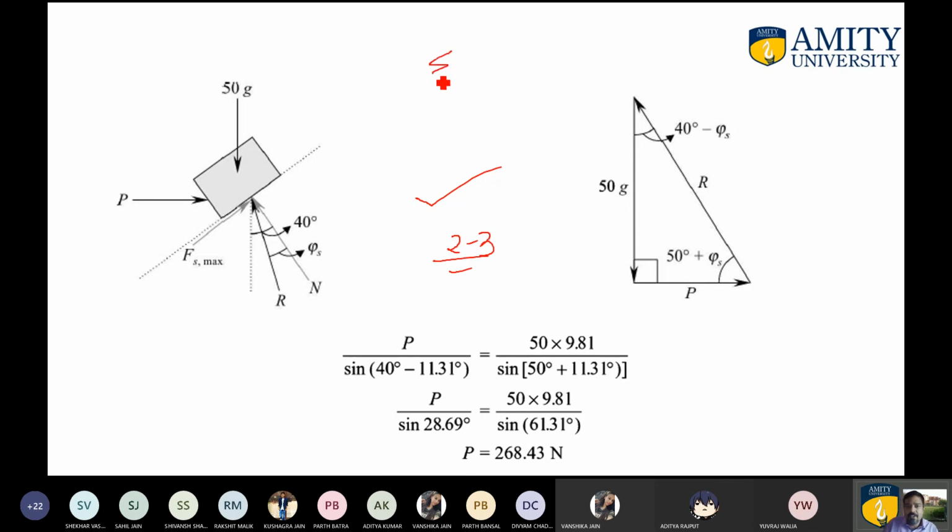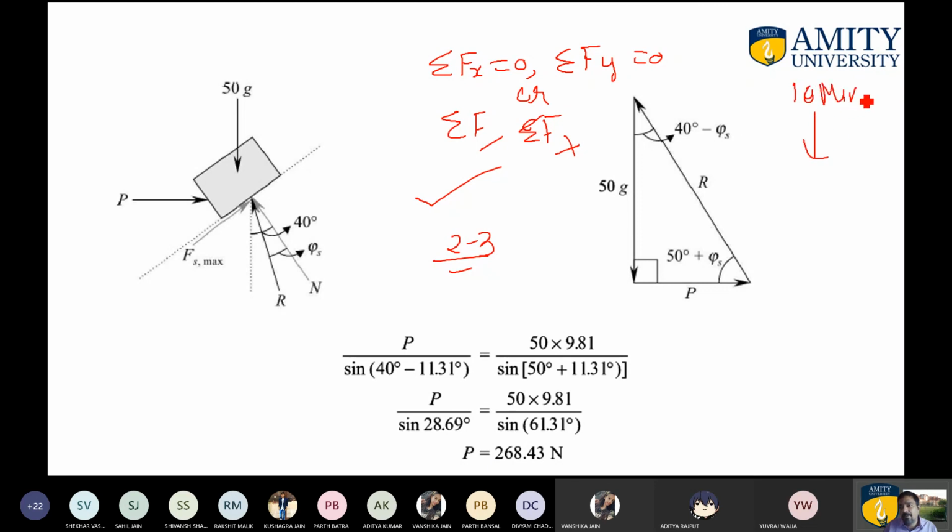But if you proceed by the conventional way, that is summation of Fx equals 0, summation of Fy equals 0, or summation of forces along the plane and summation of forces perpendicular to the plane, then it will take at least 10 minutes. So if you are attempting the examination, it is always advisable to follow shortcut methods. So this is a kind of shortcut, if you use the concept of angle of friction.